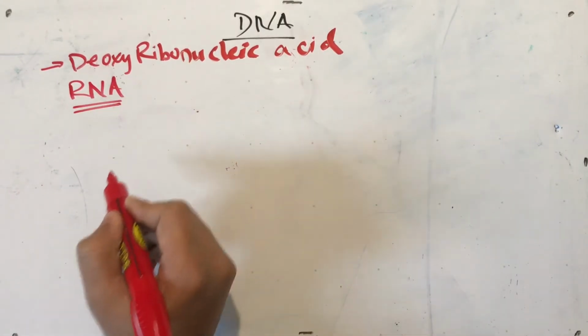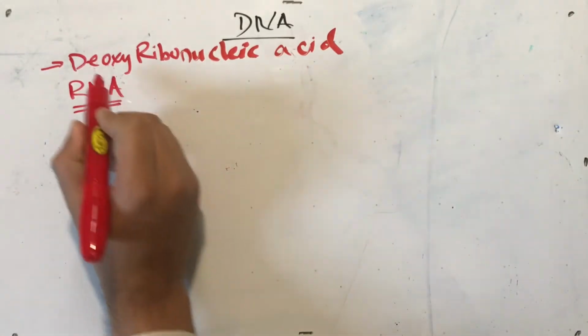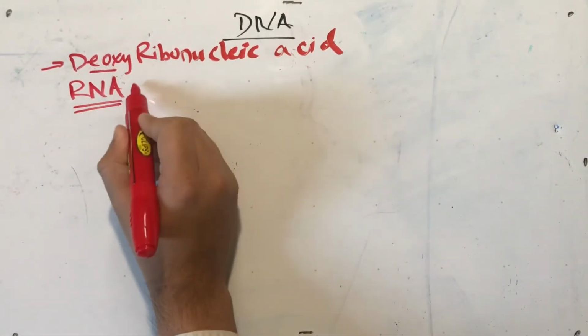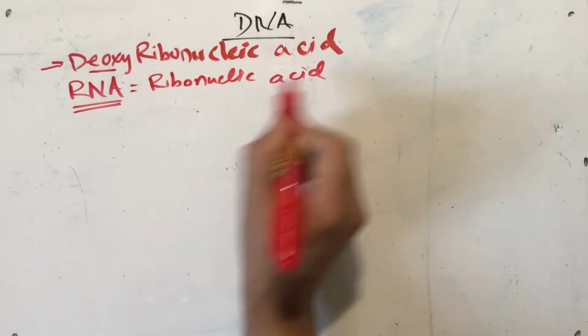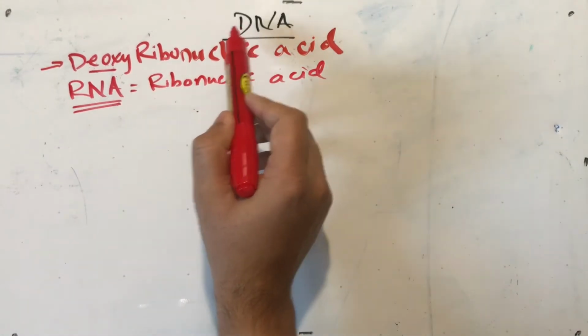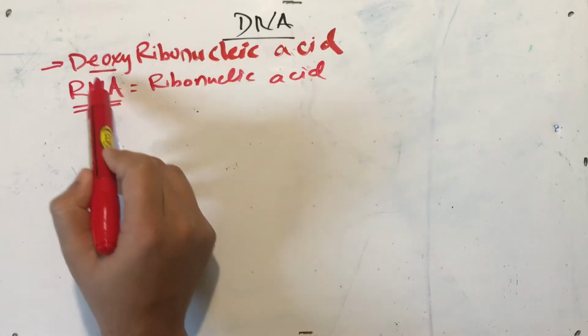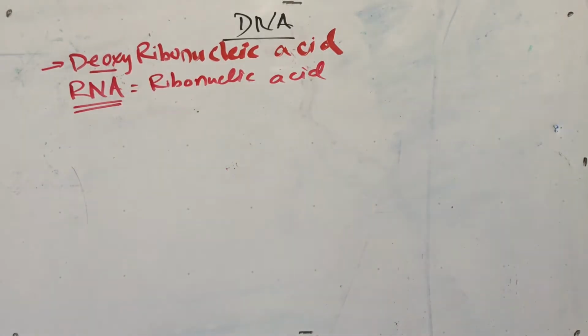RNA and DNA are pretty similar. The only difference is RNA does not have this deoxy part. So RNA is only ribonucleic acid, okay? So basically DNA does not have that one oxygen that RNA does. But this video is not about the difference between DNA and RNA, so I will be talking mostly about DNA and the structure of DNA.